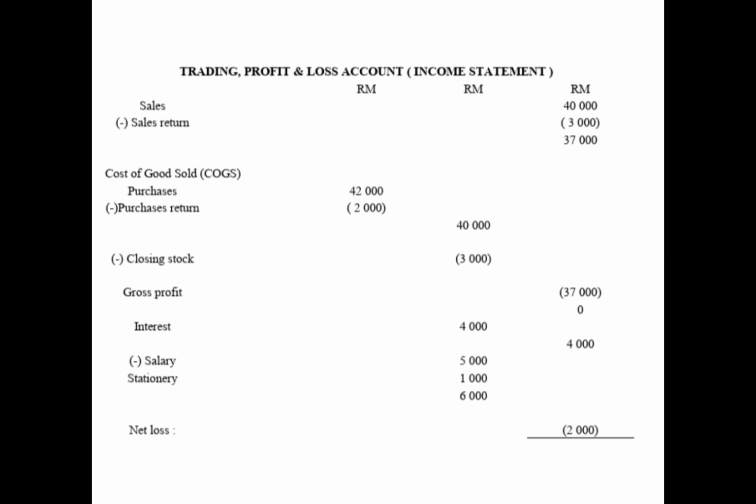Step 5. Calculate your operating income. Deduct the cost of overhead from your gross profit. The result is your operating income. Step 6. Adjust for other income and expenses.